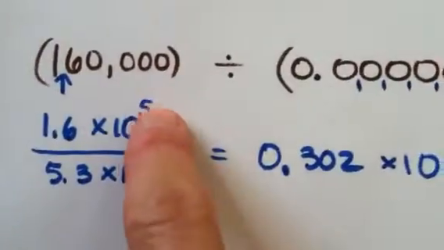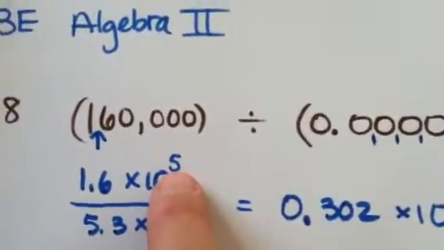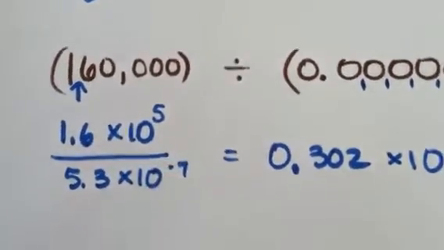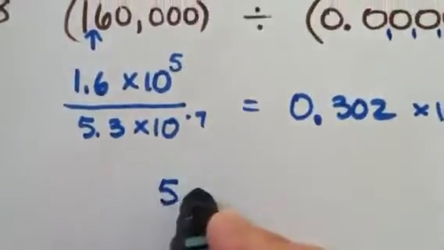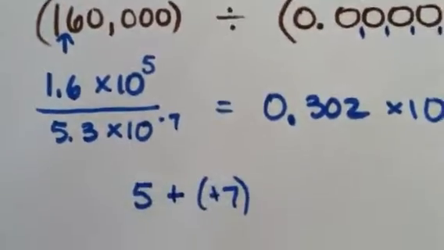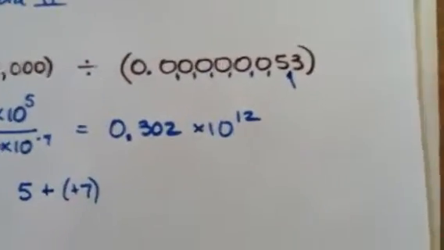Times 10, and look right here. You remember you divide. What do you do with these exponents when you divide? That's right, you subtract. So be real careful. What is 5 minus a negative 7? And think about it. You're doing this in your head. 5 minus a negative 7. Remember that is the same thing as adding. So you should get 12. So we've got this: 0.302 times 10 to the 12th.